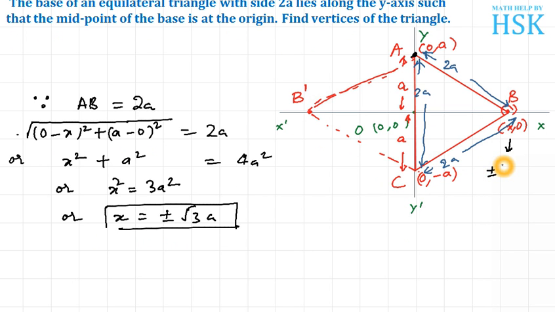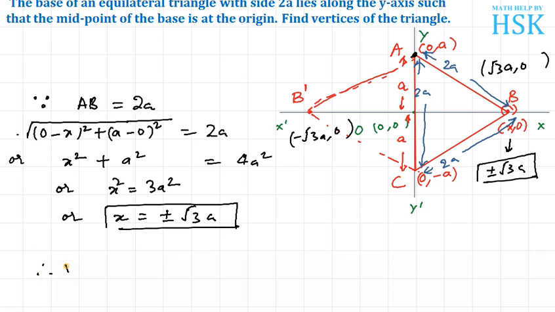So what I get here is that x is equal to plus minus root 3a. This suggests that there are two triangles possible. So the coordinates of this point B will be (root 3a, 0), and this point B dash will be (minus root 3a, 0), because B dash lies on the negative x-axis and B lies on the positive x-axis.